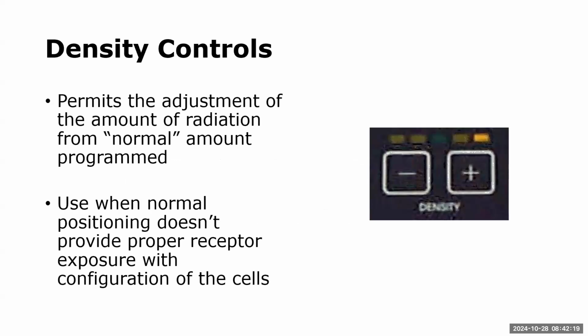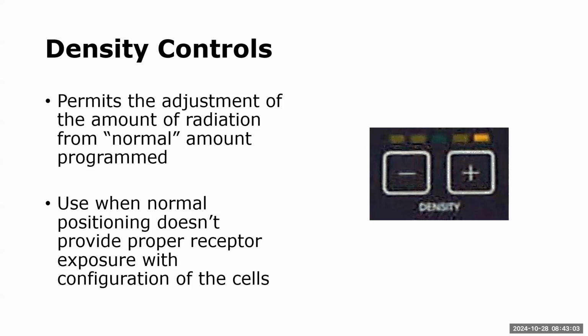So your density controls, you've probably seen these and didn't even realize that they were part of AEC. Your density control is what permits the adjustment of the amount of radiation from the normal amount programmed. So in other words, if your machine is calibrated correctly, then your AEC should be operating at a density setting of normal, okay? Normal, or you may see it as a 0. You can change your density controls when normal positioning doesn't provide proper receptor exposure with the configuration of the cells that you're using.